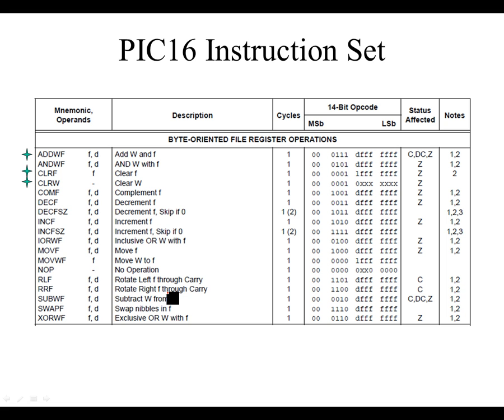So the next instruction we're going to look at is clear W. Now clear W does the same thing as clear F, except instead of clearing a file register, clear W simply clears the W register. We talked about before, we have this W register, which is kind of the scratch pad register, or the result register. Some people call it the accumulator, whatever you want to call it.